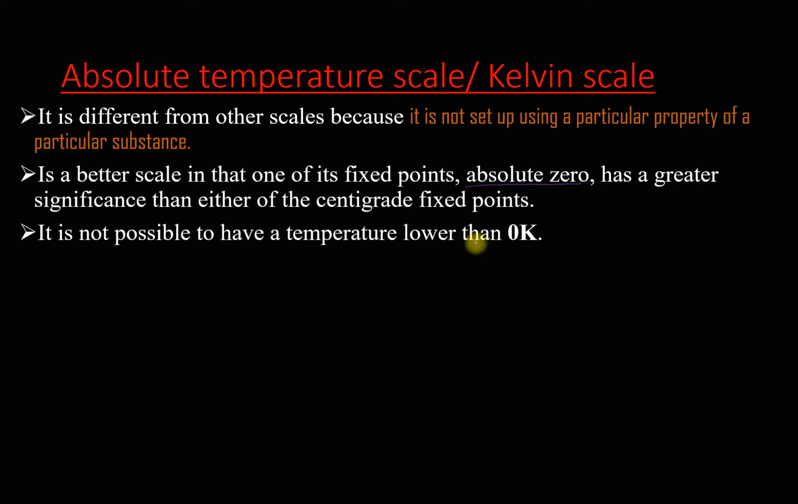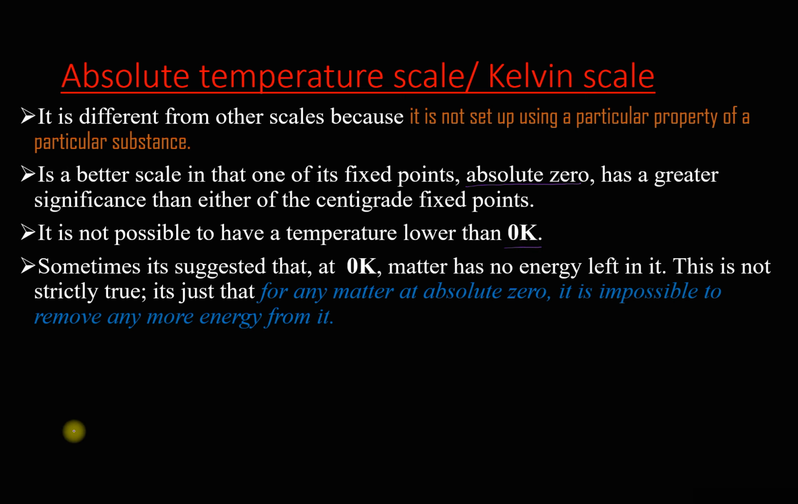It is not possible to have a temperature lower than zero according to experiments. Sometimes it is suggested that at 0 Kelvin, matter has no energy left in it, but this is not strictly true. It is just that for any matter at absolute zero, it is impossible to remove any more energy from it. The reason is very simple. At 0 Kelvin, the energy of matter is minimum. In fact, the kinetic energy could be zero, but the potential energy is minimum.